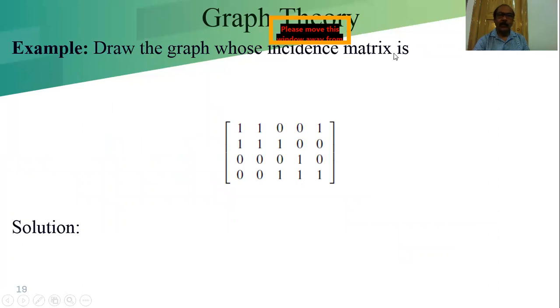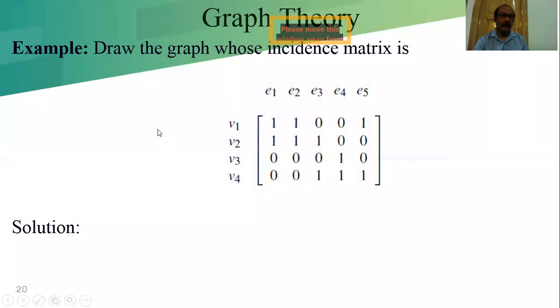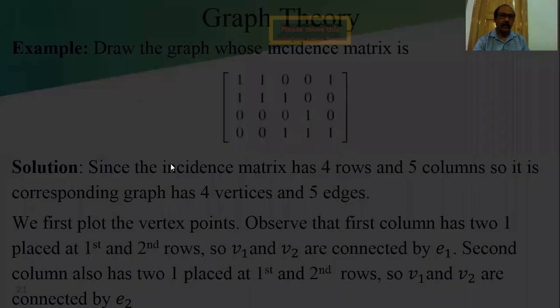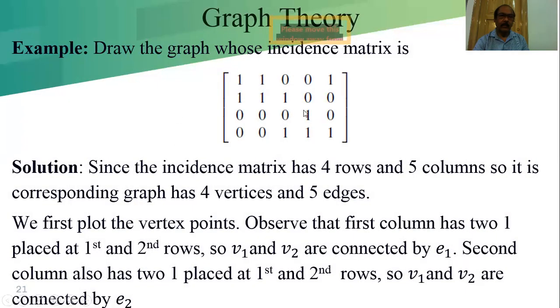Example: draw the graph whose incidence matrix is given. Since the incidence matrix has 4 rows and 5 columns, its corresponding graph has 4 vertices and 5 edges.